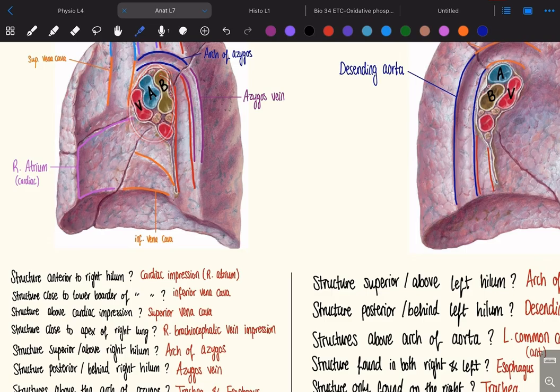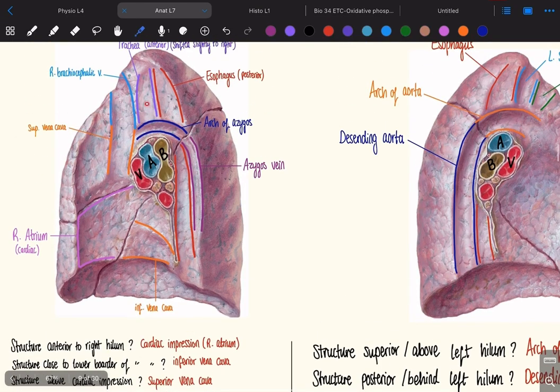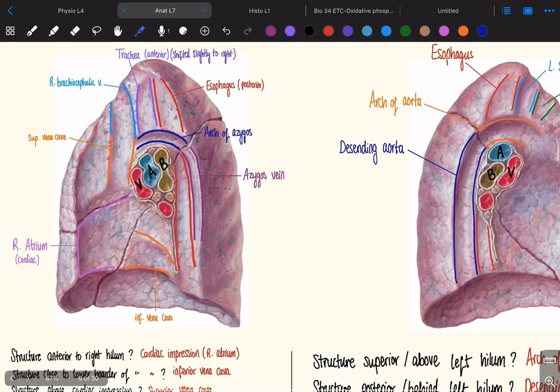Okay? Posterior to the right hilum is going to be the azygos vein. But then we have the structure above the arch of the azygos. What's above the arch of the azygos? The trachea and the esophagus. The trachea is more anterior, because we said this is the anterior border. The trachea is more anterior while the esophagus is more posterior. Okay? So we're done with the right. The right has more impressions than the left.